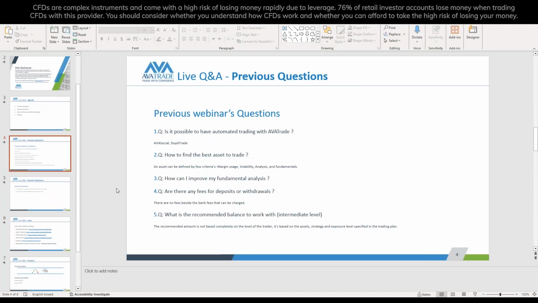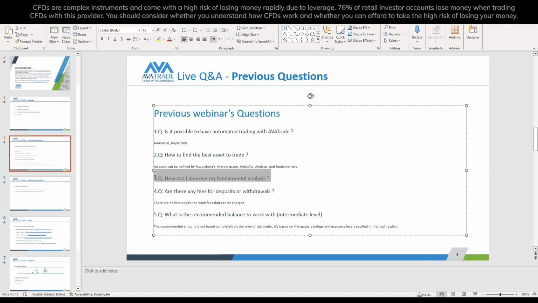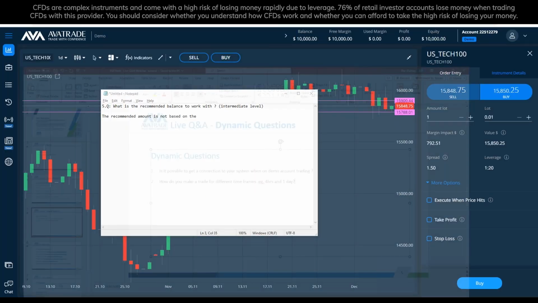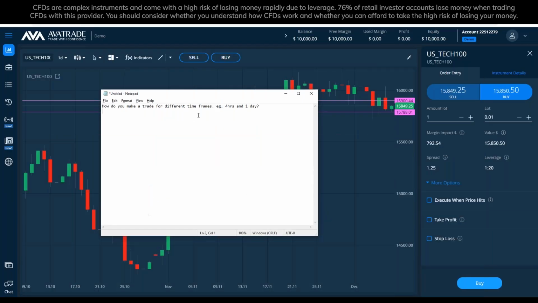So, okay, let's see what else we have here. I think we're done, right? Oh, we still have this one. But before I answer this one, because I promised the two guys at the bottom that we're going to look at their questions. This one is more technical. Dear Mohammed gave us this wonderful question. How do you make a trade for different time frames? Okay. Let's take your question, sir. And we're going to paste it right here. Smoothly.